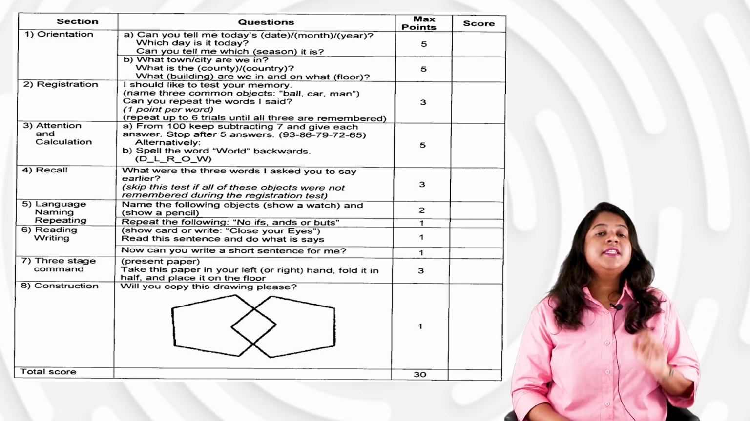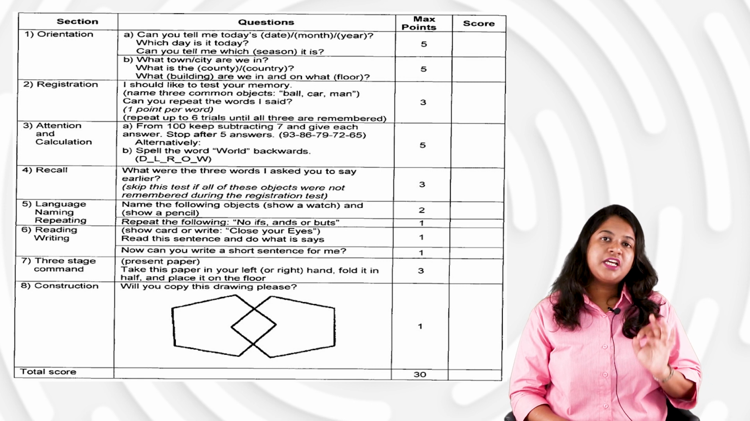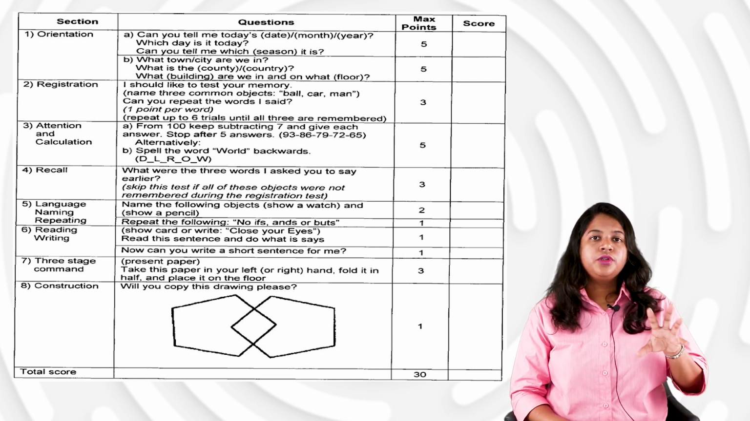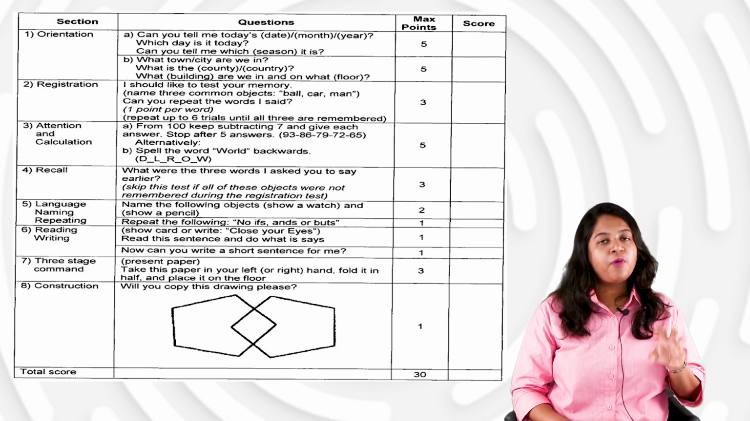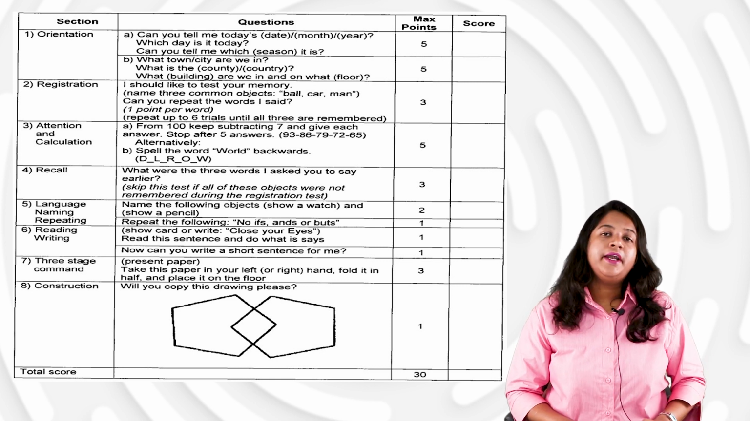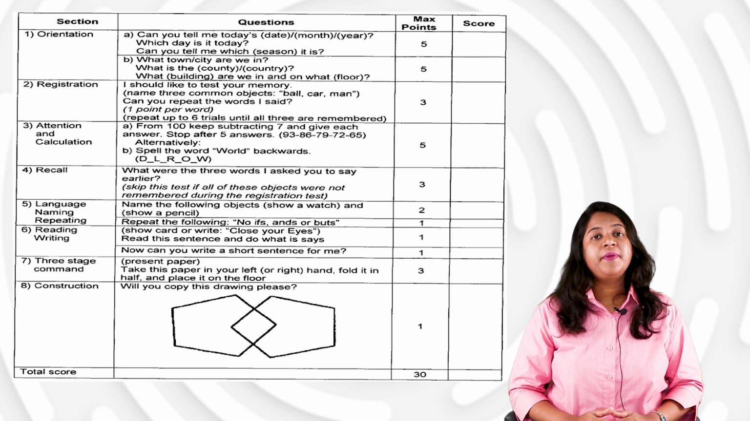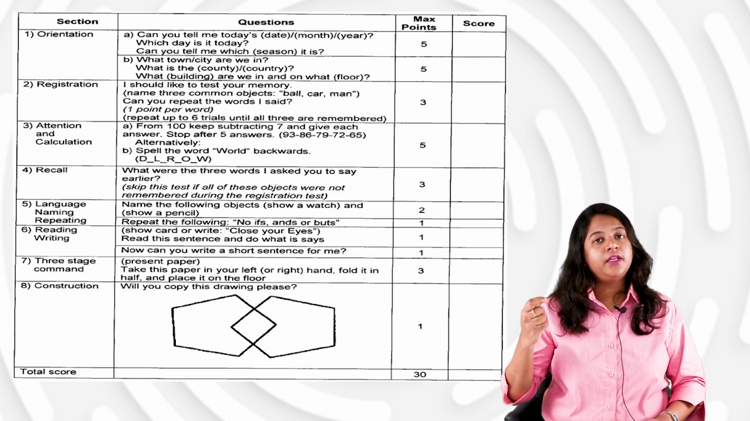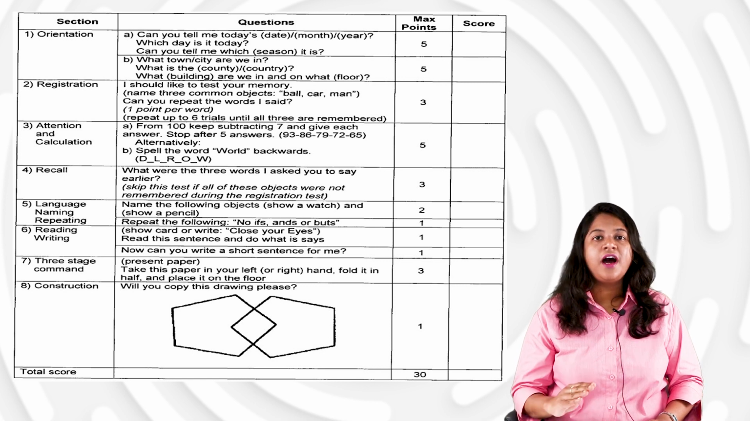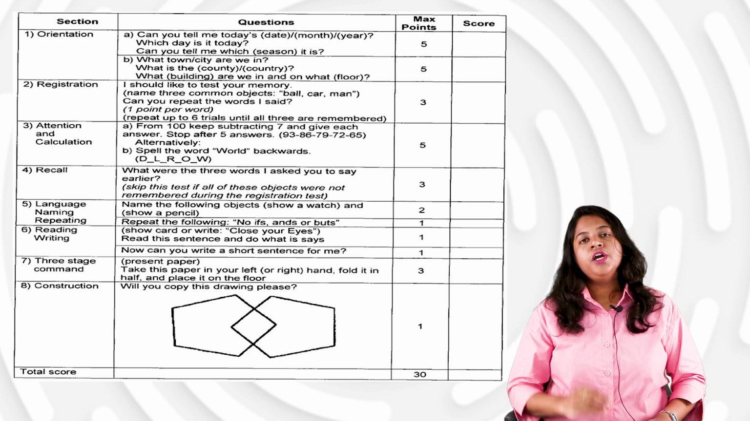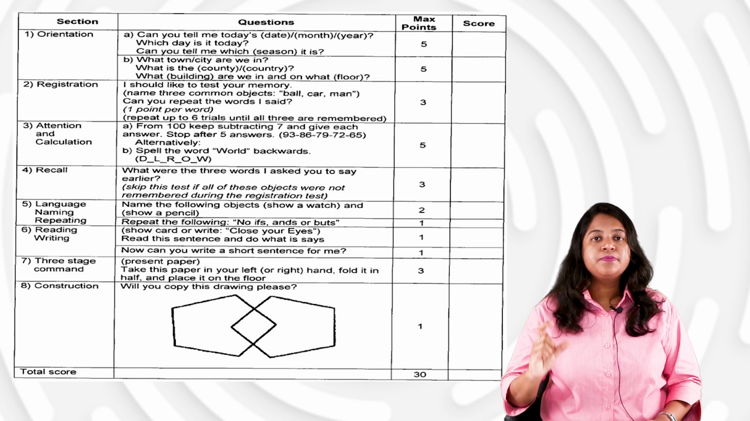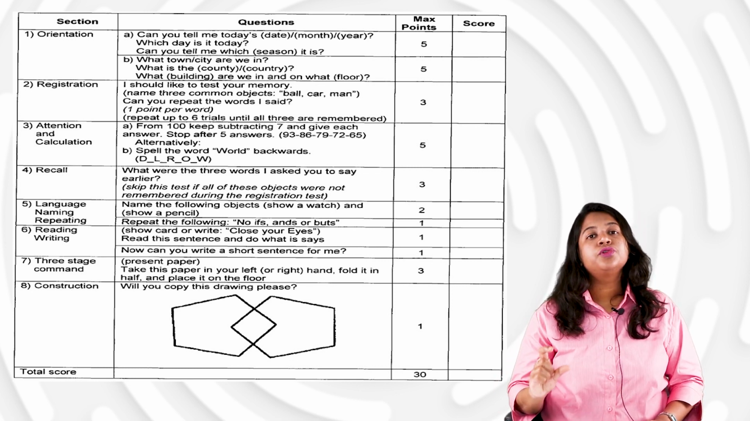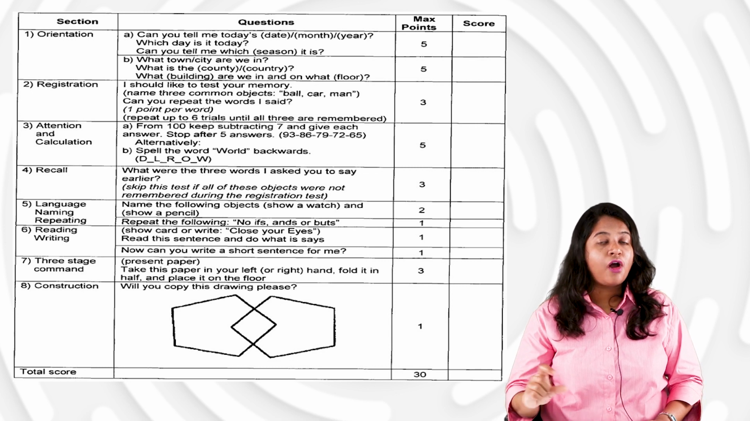If the patient says the same thing correctly, you will give a score of 1 point. Next is the 3-stage command. Each stage carries 1 score, so the total is 3 points. You can ask the patient to take the paper in the right hand, fold it in half and put it on the floor. If the patient follows the 3-stage command correctly, you will give a total score of 3.